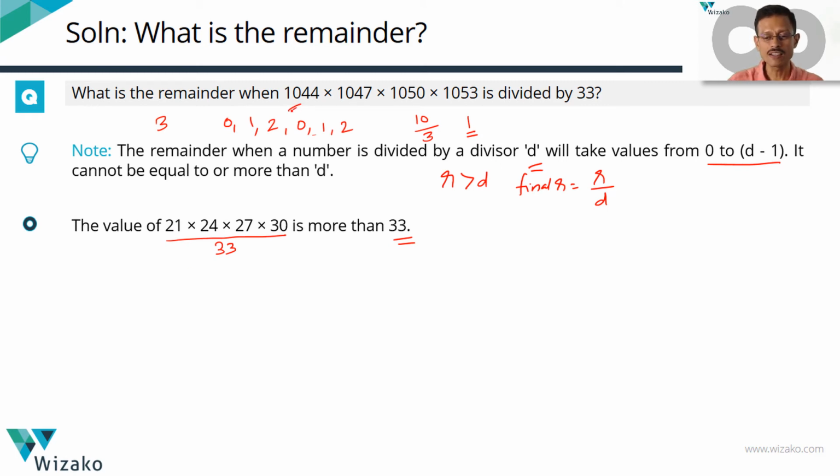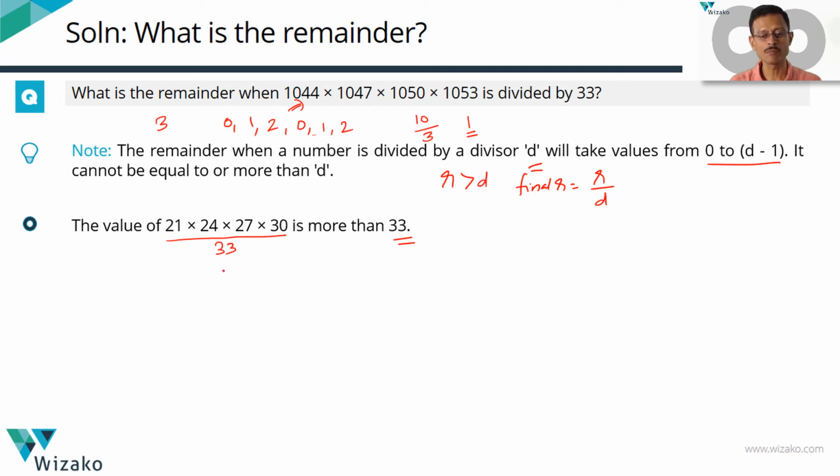Let's apply what we learned here. Instead of finding out the remainder of the product, let's find the product of the remainders. So let's compute the remainder of 21 by 33. 21 is less than 33. Therefore, the remainder is going to be 21. If you look at all four of these numbers, all four numbers are less than 33. So individually, the remainders are still going to be 21, 24, 27 and 30. We'll come back in circles to the same starting point.